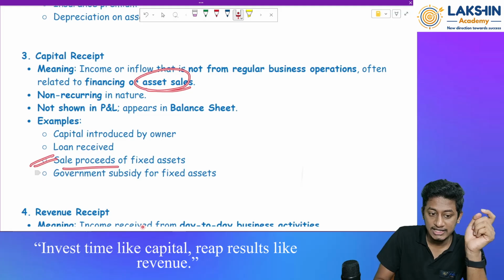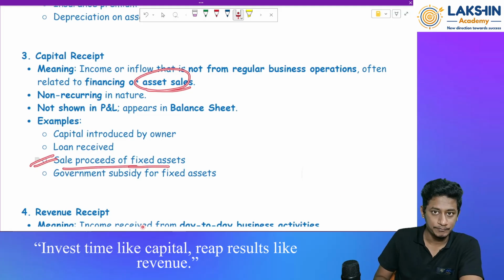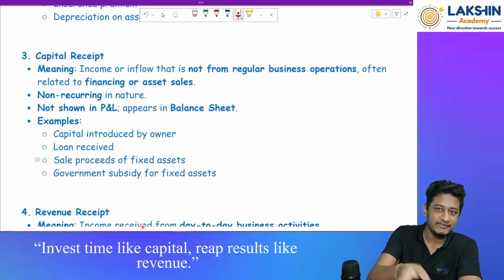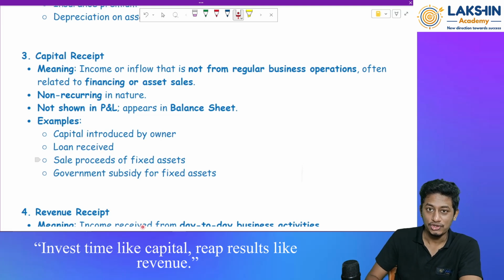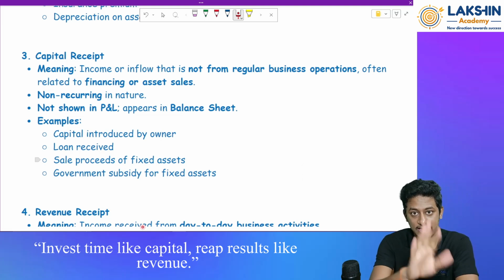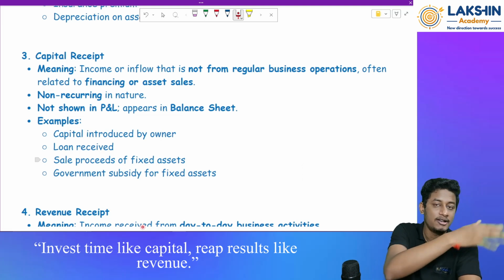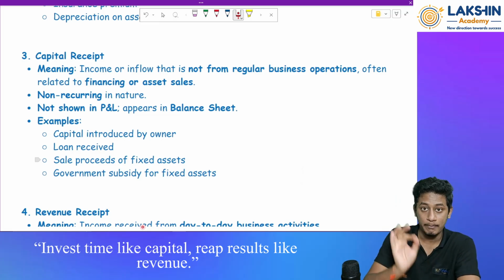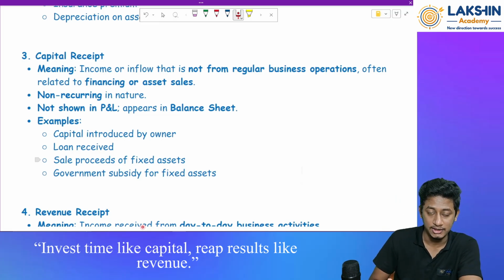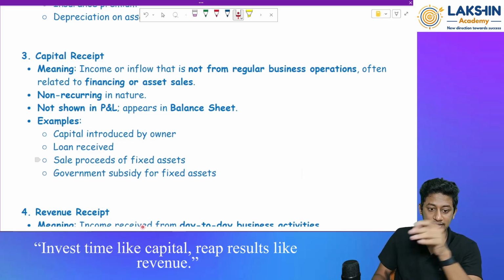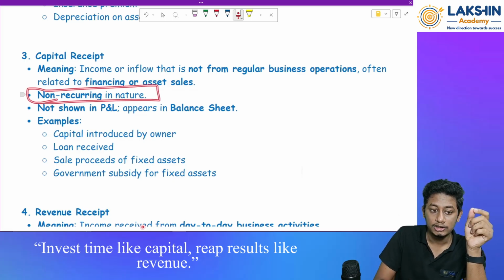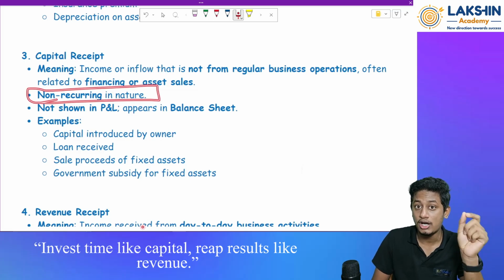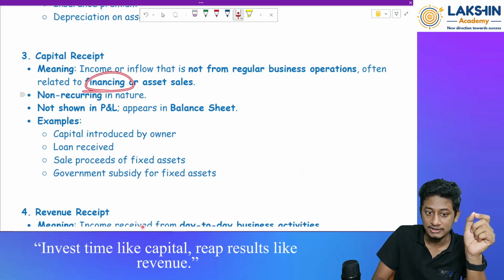So whatever sale proceeds from the fixed assets. I have bought a building. Let's say after 5 years, 6 years, I might think of selling it. Will I sell the building again and again in the same financial year? Only if I am closing the business. But in normal operations, will I sell the building again and again? No. So that means this is non-recurring in nature. Whatever financing activities or sale of assets.